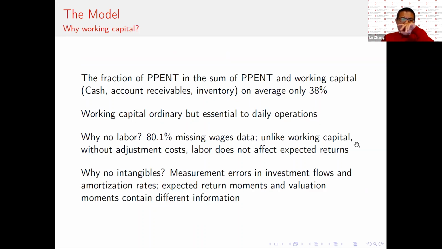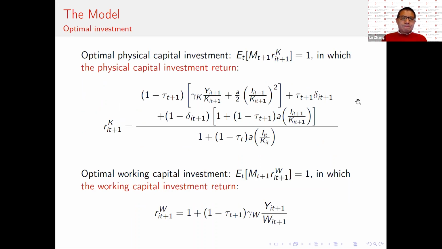All right, so that's the rationale behind our modeling. In terms of first order conditions, we have two productive inputs in the operating profits function, and then you can set up the model and solve the first order conditions. Everything is very straightforward, and then you get the conditional expectation of the pricing kernel times physical capital investment return equals one, and RK is the investment return.